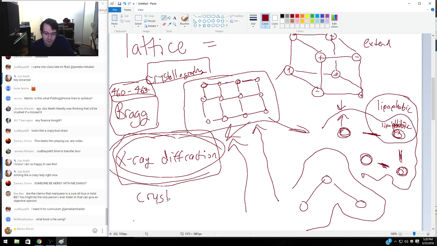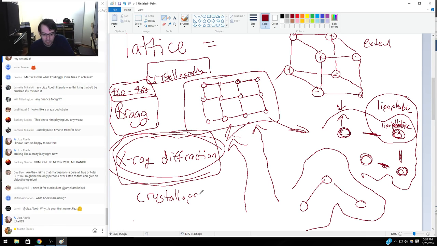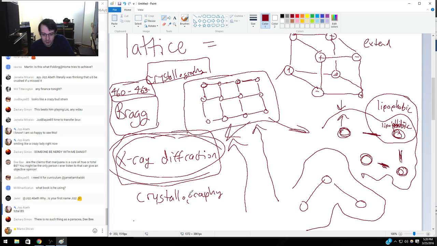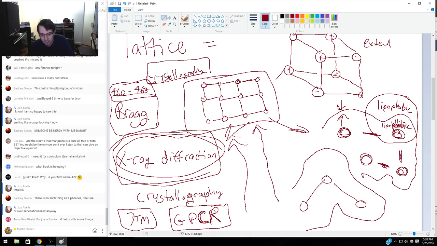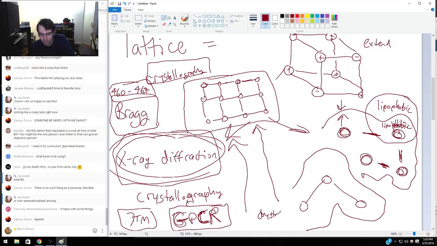And sometimes we're not going to be able to take a crystal of a certain enzyme. A good example is 7-transmembrane GPCRs, G protein coupled receptors. They're very difficult to crystallize. Very difficult, if not impossible. There's some proteins that are too big to crystallize, like dystrophin. 3,000 amino acids. You can't crystallize something with 3,000 amino acids and hope to map it.